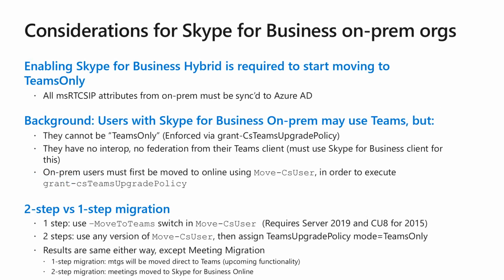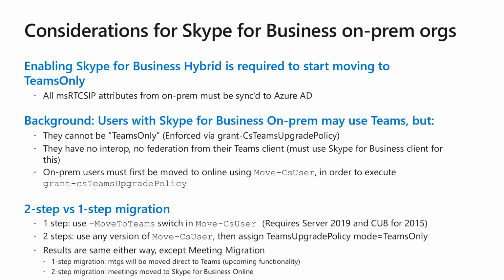Now, when we look at on-premises orgs, we need to have a couple of things to keep in mind. First and foremost, enabling Skype for Business Hybrid is required to start moving to Teams only. Now, that hybrid involves configuring the split domain between your on-premises Skype deployment and your Office 365 tenant. But it also includes ensuring that as you synchronize your on-premises directory to Azure Active Directory, you also synchronize all of the MSRTC SIP attributes from the on-premises environment to Azure Active Directory.